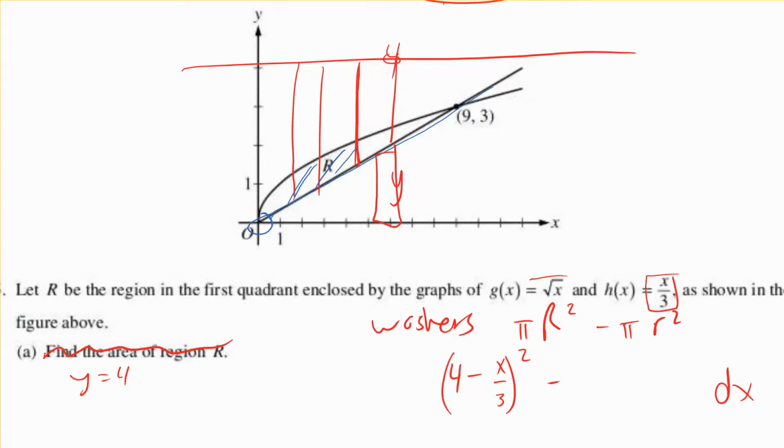So then once we get that R, we're going to know that inside r. And that's going to be the same 4 minus the inside function. 4 minus root x. And don't forget our pi in front. And then we're still going from 0 to 9. I think that's what we went over in class. But just reviewing that would be very good.